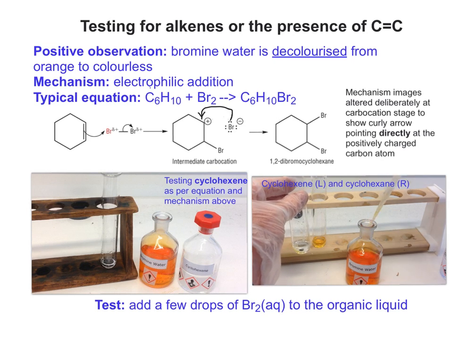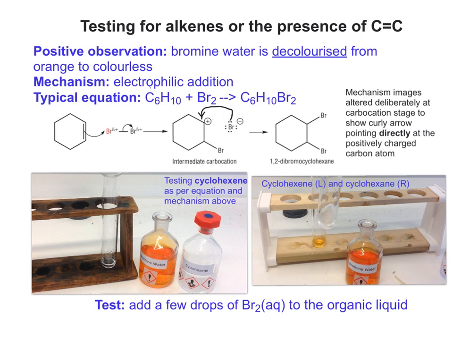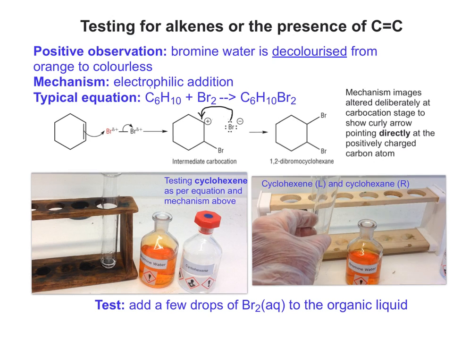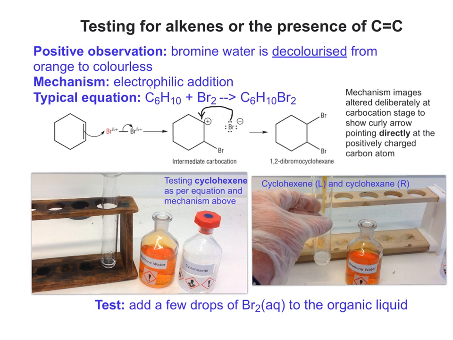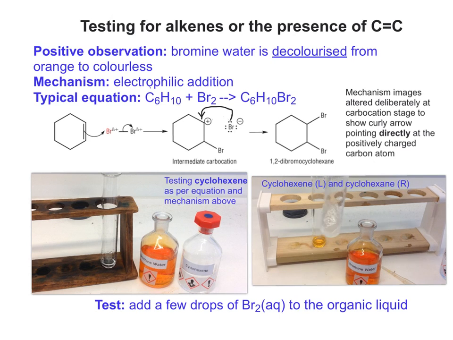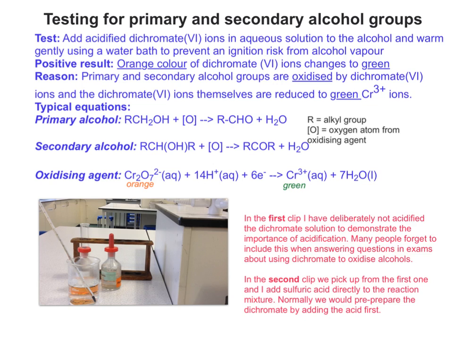See once more the addition of bromine causes decolorization of bromine because the cyclohexene reacts with it. Add a bit more, greater quantity, just to check that that's happening. And we can confirm it once more. So in this first clip, I've deliberately left out the acid so you can see the importance of it.